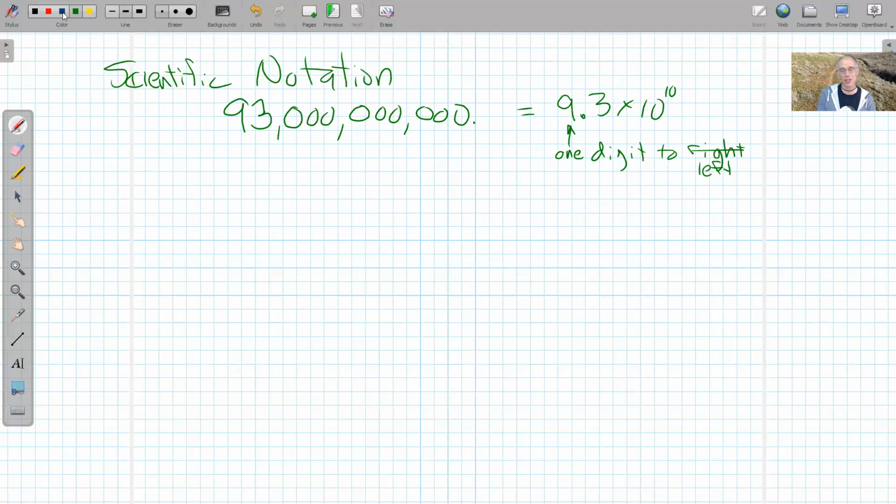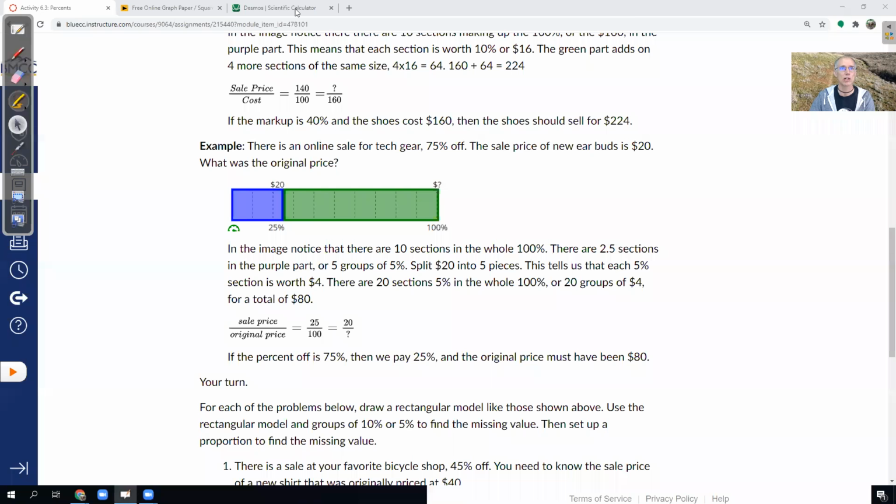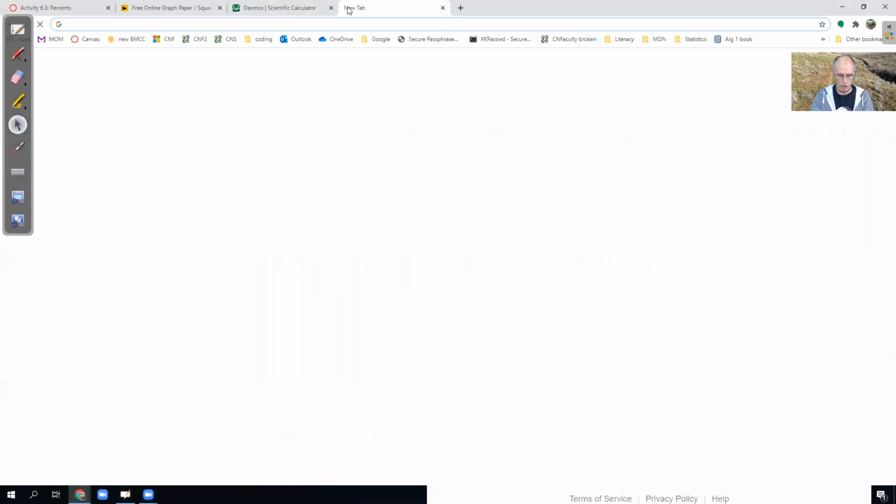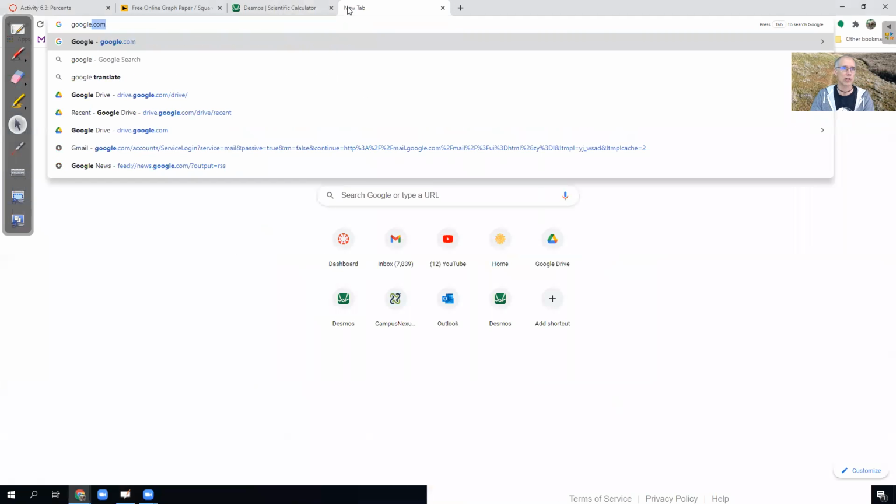The 9.3 in scientific notation is known as the mantissa. And then we have what they call the characteristic, the power over here. I'm just going to call it the power. On a calculator, sometimes that'll look a little different. If you do a calculation on a calculator, it might give a slightly different version of scientific notation. I think the Google calculator might do that.